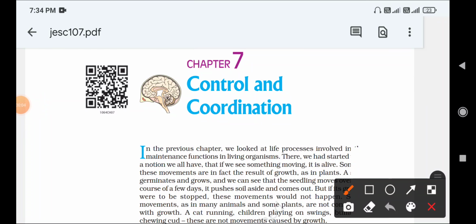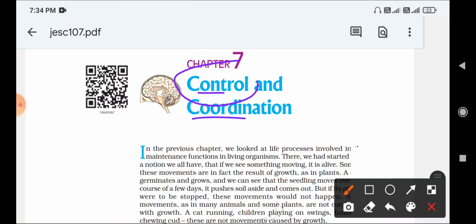Welcome to Desai Academy. Today we'll be discussing Class 10th, Chapter 7: Control and Coordination. The chapter name is Control and Coordination. Here, control and coordination means how the body parts are controlled and how they are coordinated.